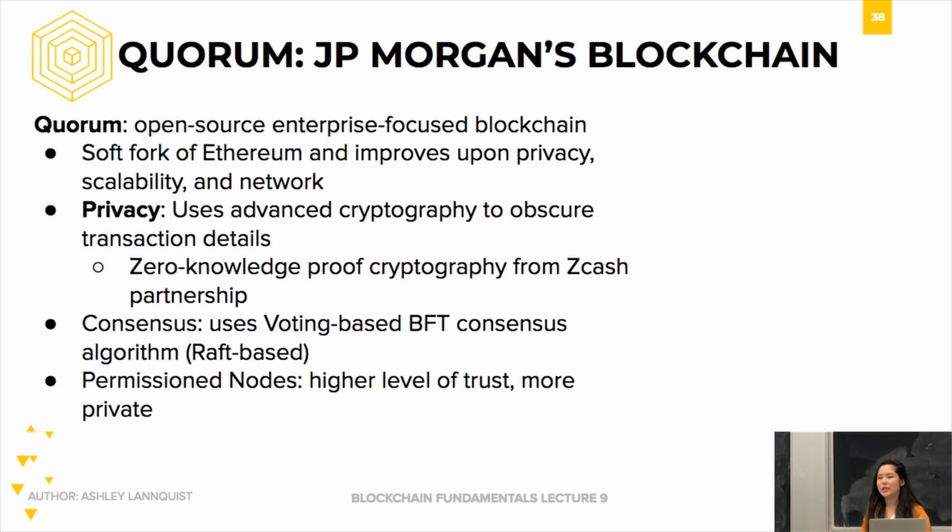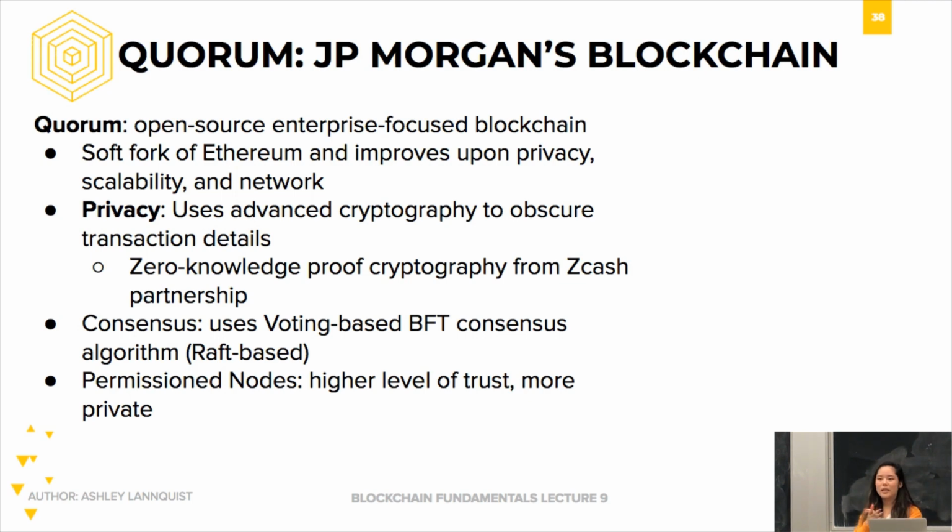Quorum is, like I said, JP Morgan's blockchain project. They're a soft fork of Ethereum, but they added a lot of privacy functionalities, and I think they want to improve on the privacy, scalability, and network capacity of what Ethereum is able to offer.